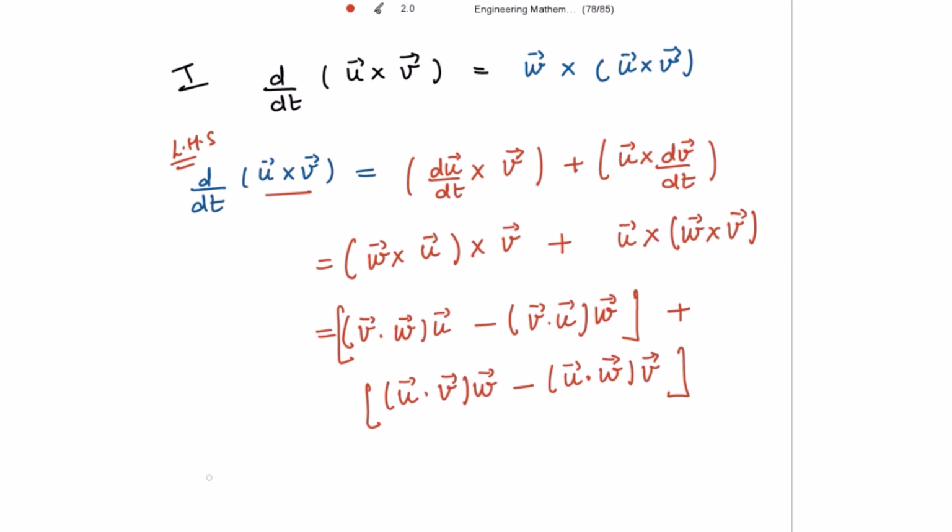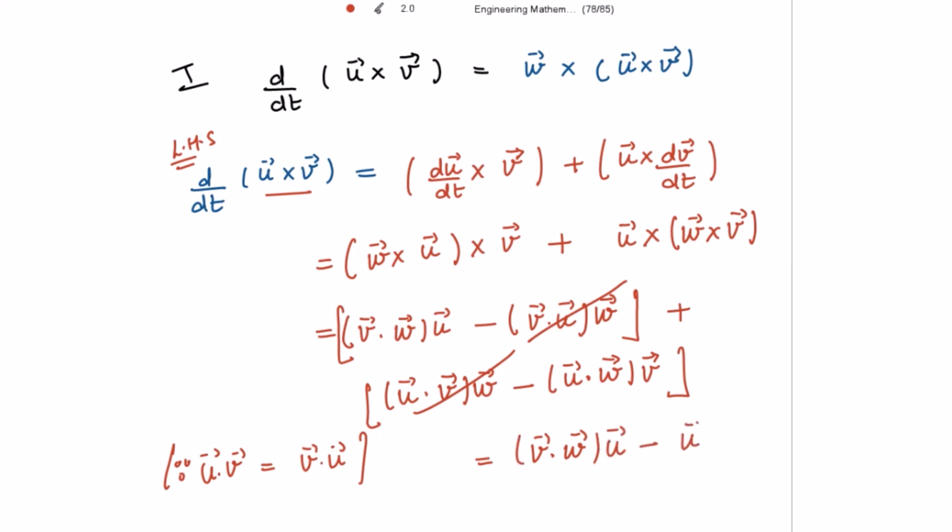Now we know that u dot v vector is equal to v vector dot u vector. The dot product is always the same, right? So I'm having v dot u and here u dot v with the opposite signs. So these two are cancelled with each other, right? So cancelling these two because of this reason, we have now remaining v dot w into u minus u dot w into v.